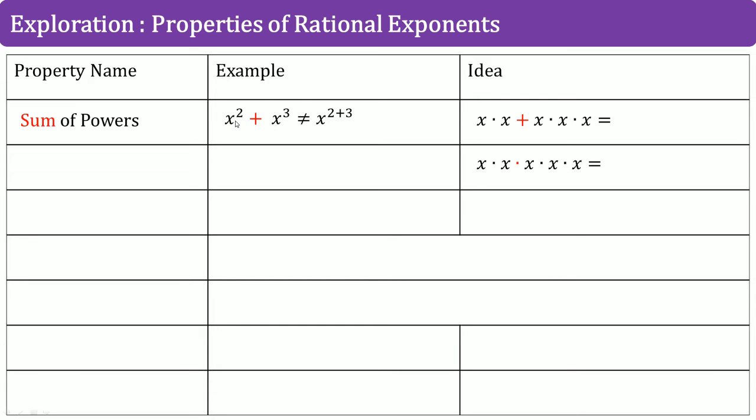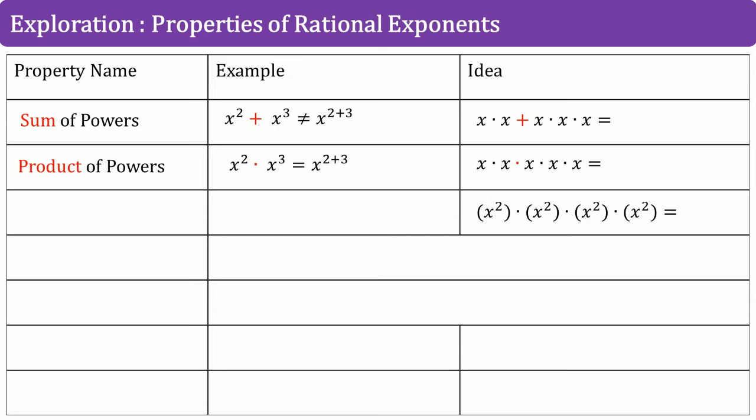But what happens when you have it as a dot? So here you have x times x times x times x times x, which is equivalent to x squared, because that's the first two x's, times, which is that red dot, x cubed. You saw how many x's there are here? x to the 5. What you're essentially doing is just adding the exponents. That's called the product of the powers. If you have a dot here, which is the multiply, the product, you can do this.